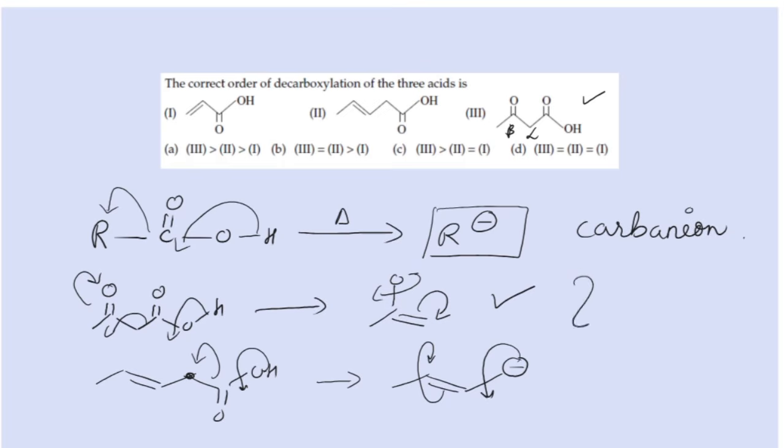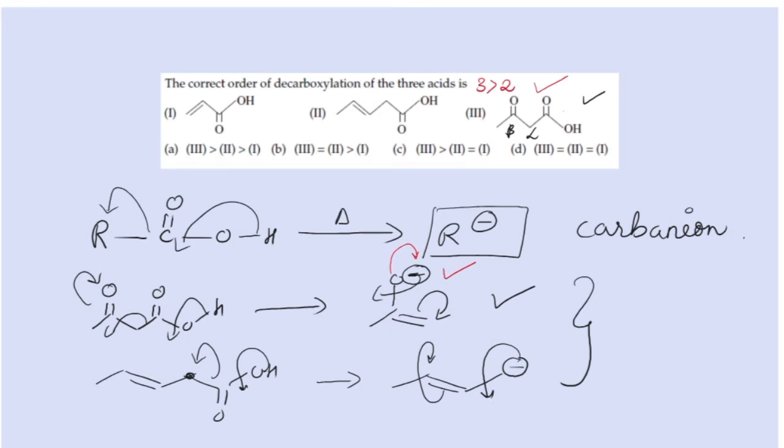Then how do you decide between these two molecules? Because both of them are stabilized by resonance after decarboxylation. See here, oxygen is the one which is stabilizing that negative charge. Oxygen is an electronegative element. It can withstand this negative charge. That means it is stabilizing this better as compared to the allylic carbanion. Hence, the keto acid will undergo decarboxylation better as compared to the allylic carboxylic acid. So 3 must be greater than 2.